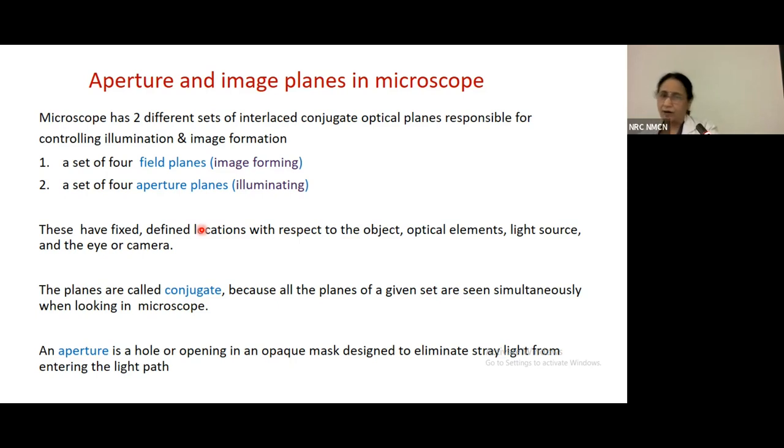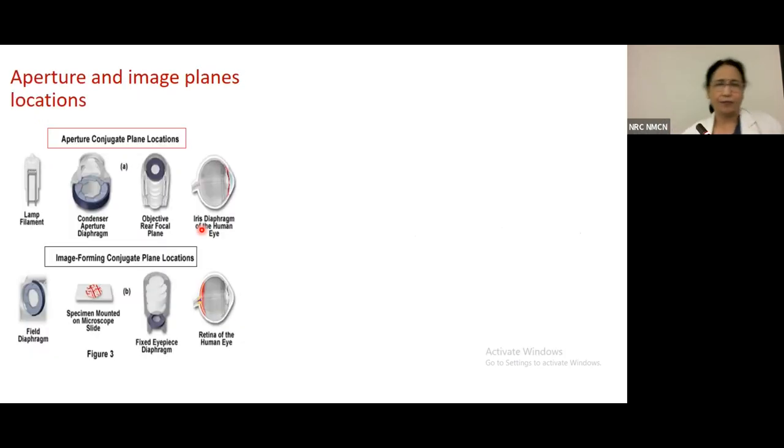What is an aperture? It is a hole or opening in the opaque mask, which is designed to eliminate stray light from entering the light path. So this illuminating or aperture conjugate plane consists of the lamp filament, condenser aperture diaphragm, objective rear focal plane, and iris diaphragm. While the image forming conjugate plane locations are the field diaphragm, the specimen mounted on the microscopic slide, the fixed eyepiece diaphragm, and the retina.